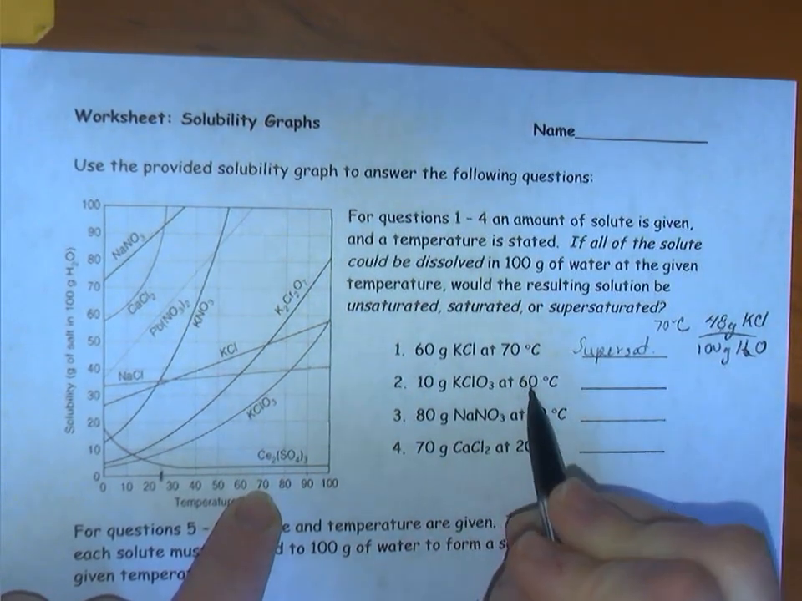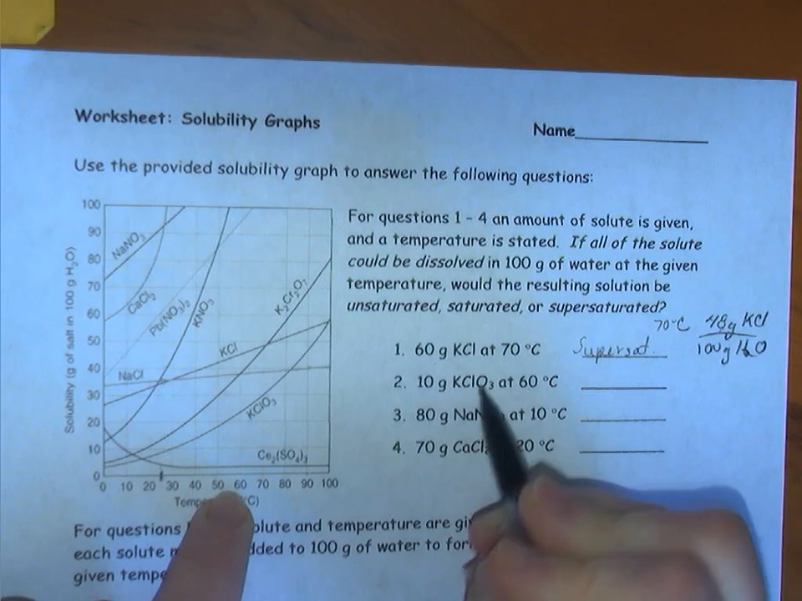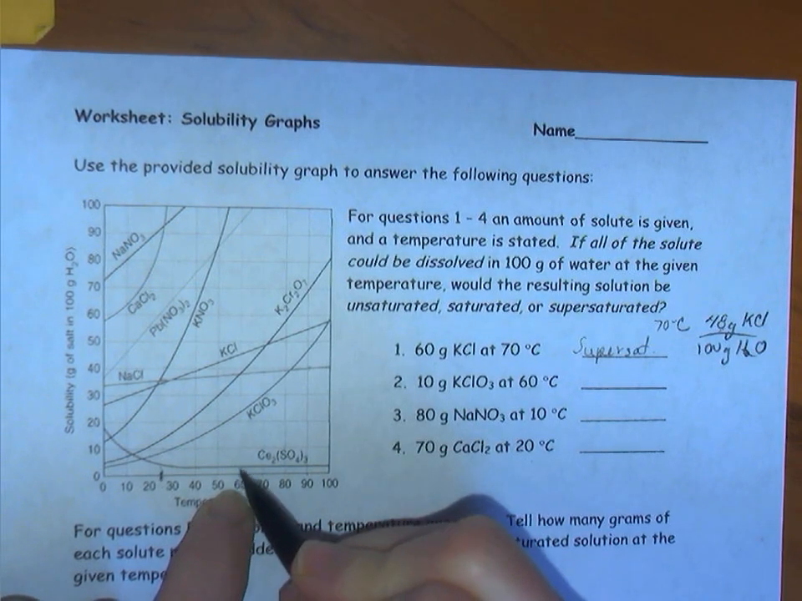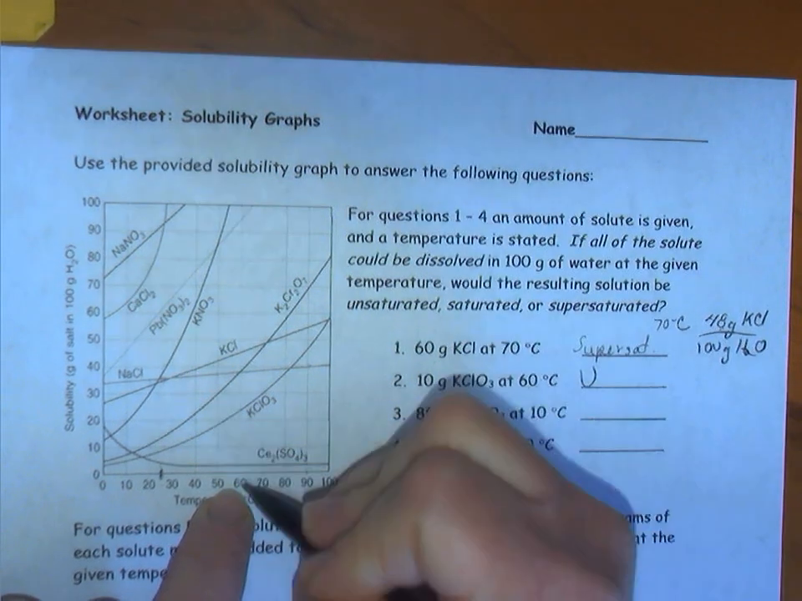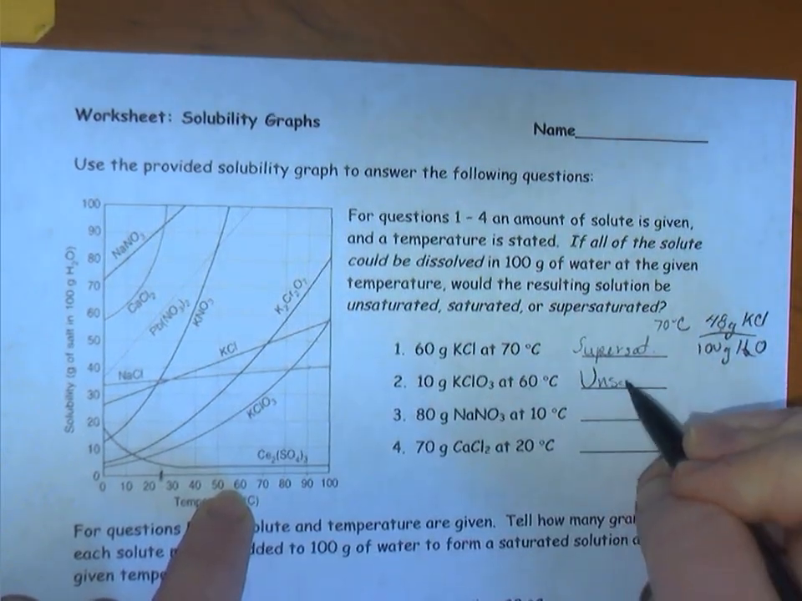Now let's go to 60 degrees and 10 grams of potassium chlorate. At 60, we can dissolve probably about 23. So we're below the saturated, so it's unsaturated.